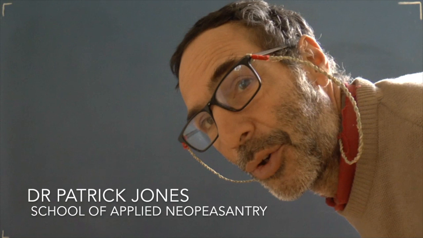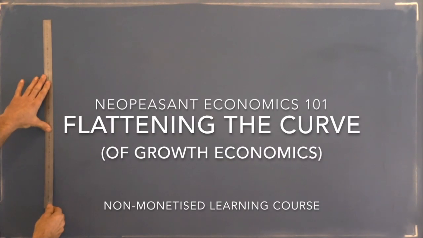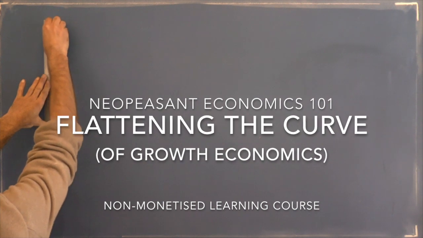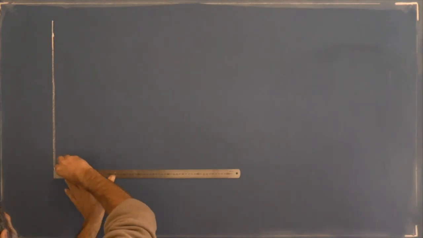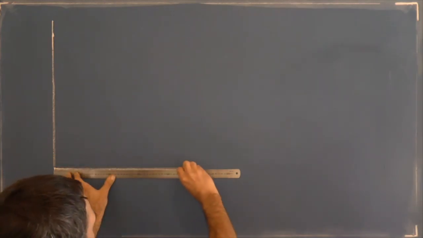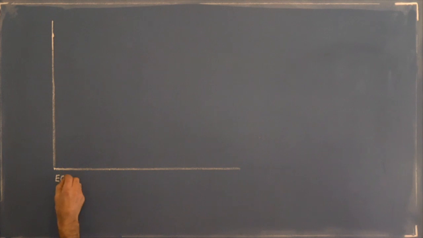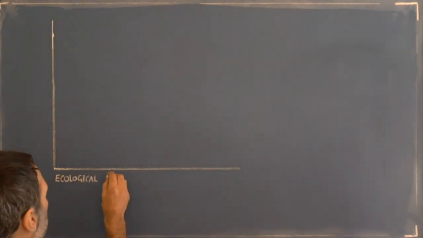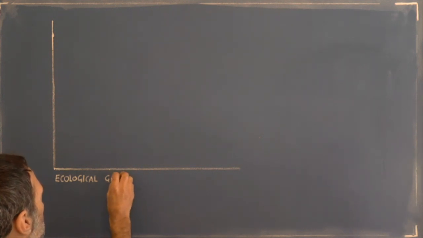We're going to show you how to flatten the curve, neo-peasant economic style. At Treorbo University, graphs and charts, data and statistics aren't really part of our everyday. These are things developed by uninitiated pupils. And this is the problem of scientific capital, where everything is reduced to measurement or chart or a reductionist view of the world.